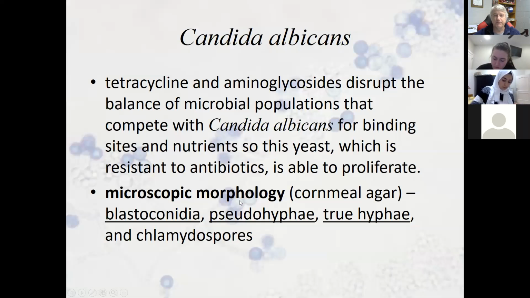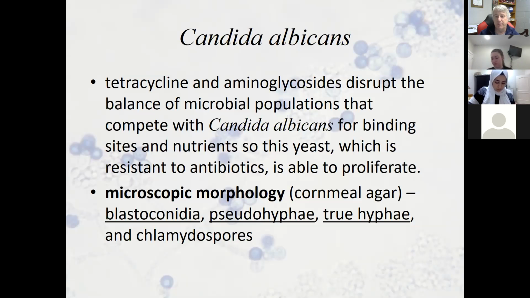So Candida albicans, once the patient has had tetracycline or aminoglycosides, those are antibiotics, they disrupt the balance of the microbial population, and this sounds so familiar to C. diff, right? The Candida, the yeast, competes for the binding, but when the bacteria is knocked out, then it has a spot. So the binding and the nutrients, this yeast, which is resistant to antibiotics, is able to proliferate after treatment with tetracycline or aminoglycosides.